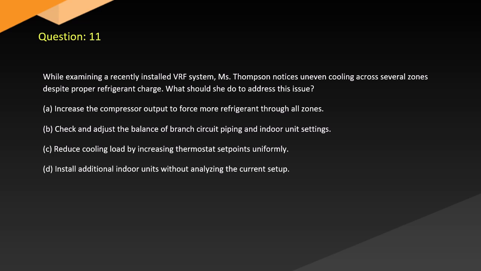A. Increase the compressor output to force more refrigerant through all zones. B. Check and adjust the balance of branch circuit, piping, and indoor unit settings. C. Reduce cooling load by increasing thermostat set points uniformly. D. Install additional indoor units without analyzing the current setup.